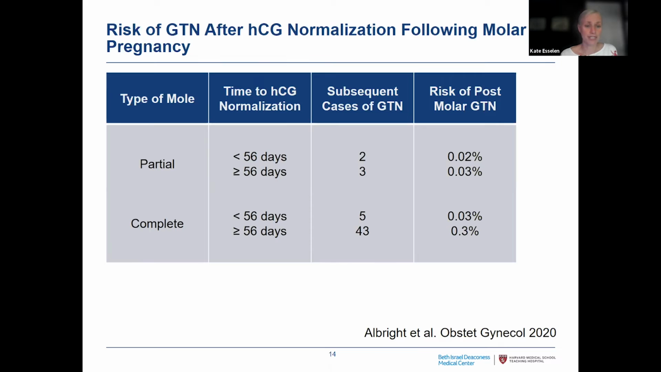For a complete molar pregnancy, those risks are a little bit higher, as you'd expect, because the risk of post-molar GTN is higher. And so in patients, however, who normalize in under 56 days after a complete molar pregnancy, their risk is about the same as that of a partial mole. So really quite good at 0.03%. However, those patients that go to normal after or longer than 56 days, there is a slightly higher risk of developing GTN. Those patients have a risk of 0.3%. So that's still well under 1%, still extremely unlikely. But it is why there's slightly more monitoring after a complete molar pregnancy than after a partial molar pregnancy.